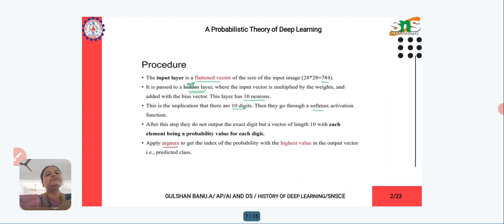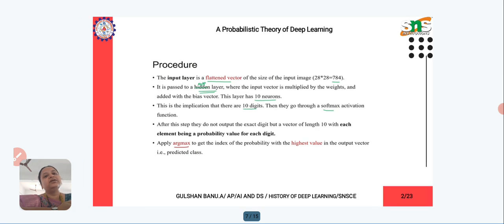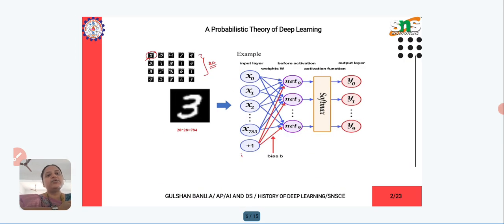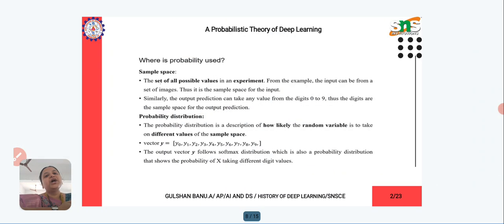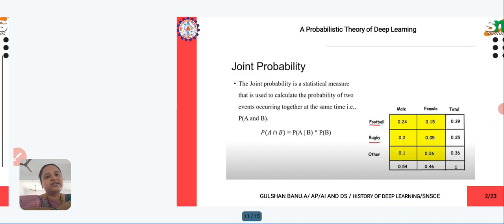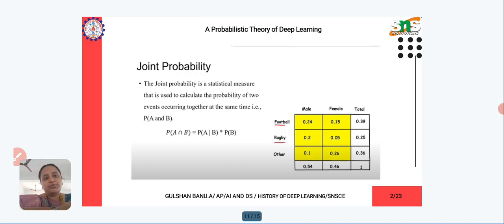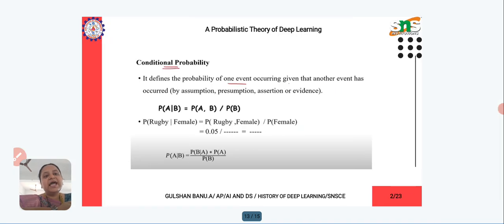As a small recall, we saw how the basic probability of deep learning is done. After that, we saw what sample space is and what probability distributions are. Next, we saw a probability distribution example. Next, we saw what joint probability is. Next, we saw what marginal probability is, and the next concept we saw was conditional probability.